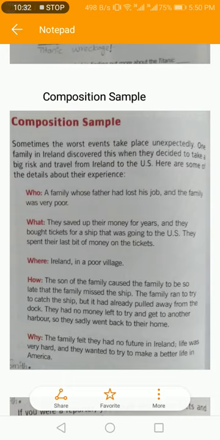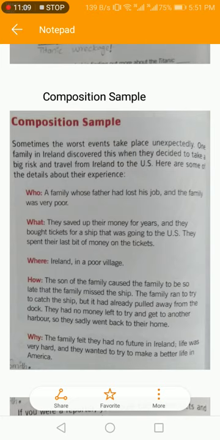Okay, then why? The family felt they had no future in Ireland. Life was very hard and they wanted to try to make a better life in America. So this is all about the family in Ireland who had decided to take a big risk and to travel from Ireland to the US because they thought that life was very hard in Ireland. The future seemed hard, so they wanted to try to make a better life in America.